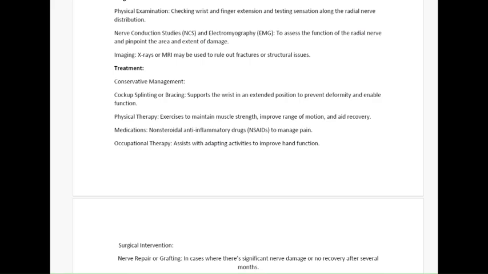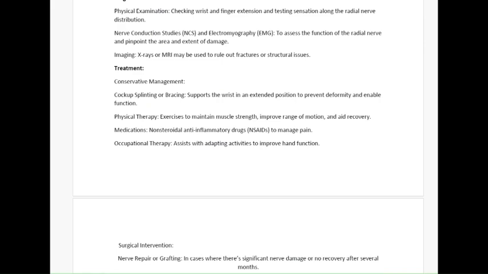Diagnosis: we can do a physical examination to check the wrist and finger extension and test the sensation along the radial nerve distribution. Nerve conduction studies and electromyogram: we can do these tests to assess the function of the radial nerve and pinpoint the area and extent of damage. X-ray or MRI: we can do these tests to rule out fracture or structural issues.